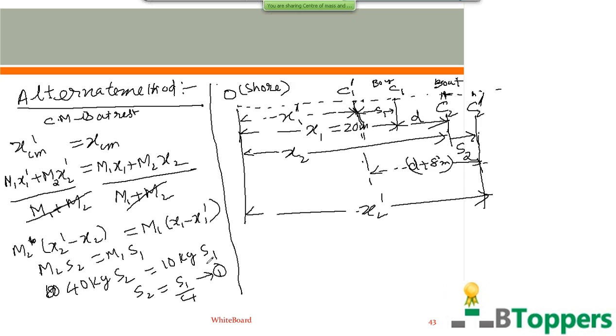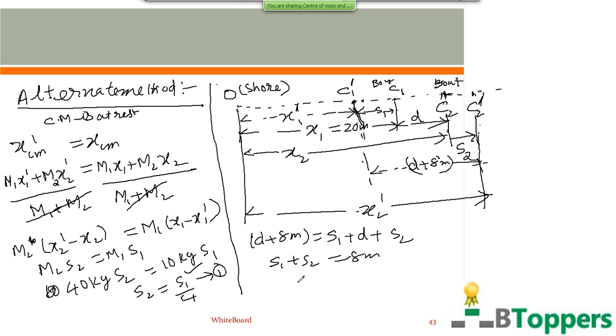You can observe from the figure the distance between C1 dash and C2 dash in the second case is D plus 8 meters. That is equal to the distance between C1 dash and C1, that is S1, plus D plus S2. D gets cancelled, so you get S1 plus S2 equal to 8 meters.